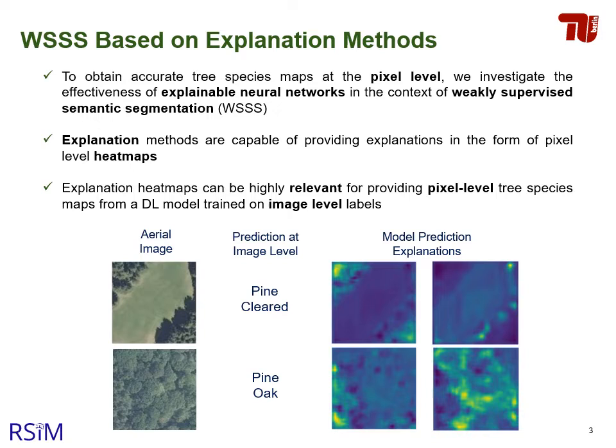Thus, we investigate the effectiveness of explainable neural network approaches in the context of weakly supervised semantic segmentation. As such, we can obtain pixel-level predictions using only image-level labels as our training signal. Explanation methods provide information on which pixels contributed most strongly to the given image-level prediction in the form of heat maps. And such heat maps provide higher confidence scores for locations related to the class prediction, and thus can provide relevant information regarding the location of image-level predictions from the model.